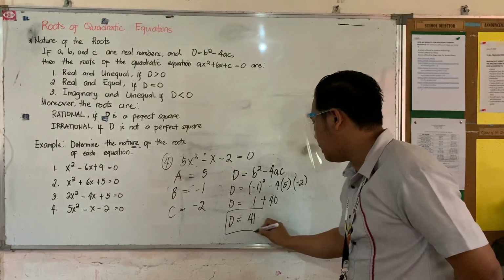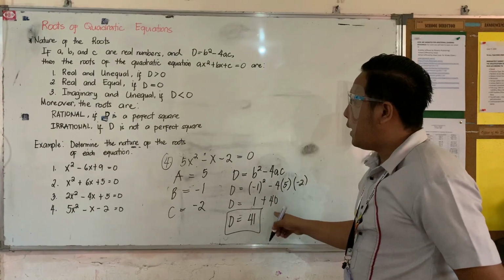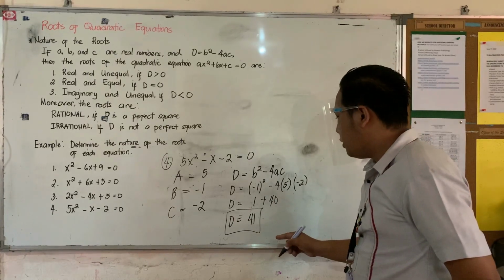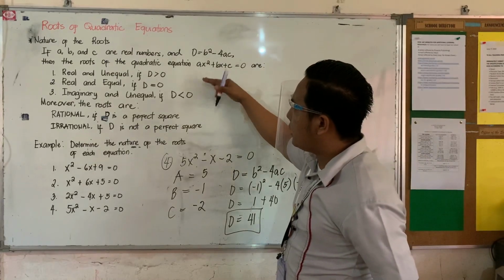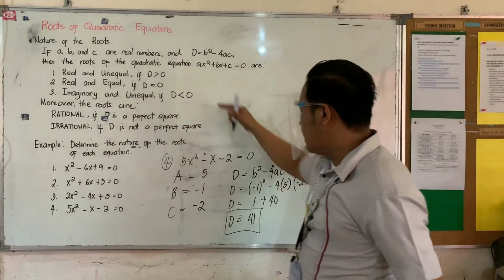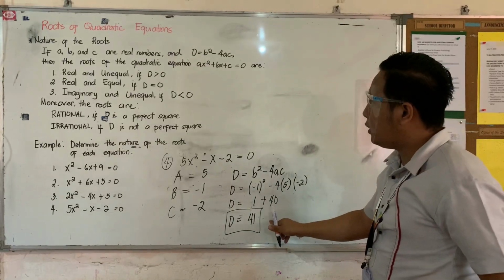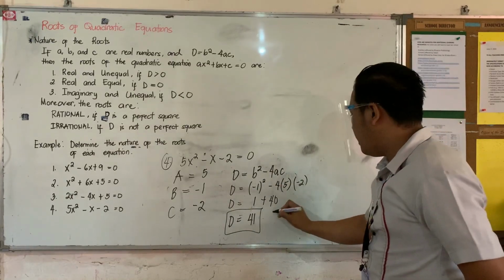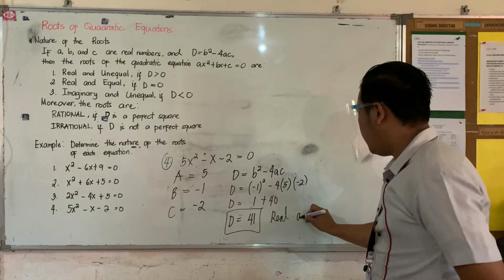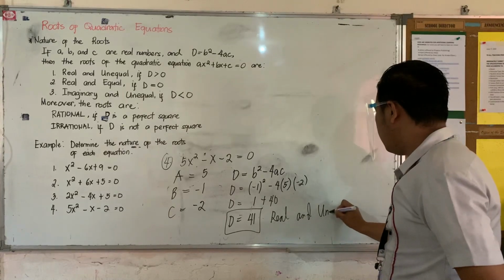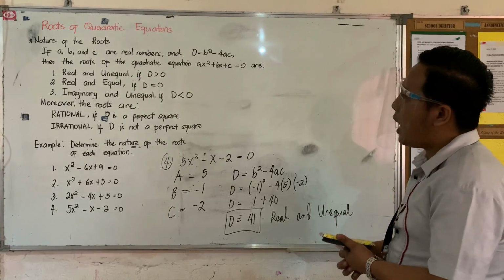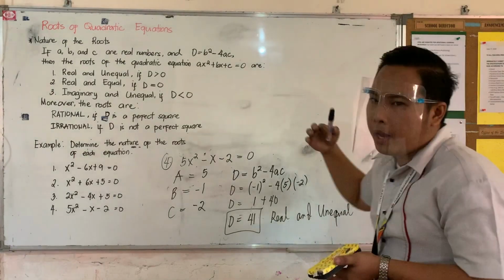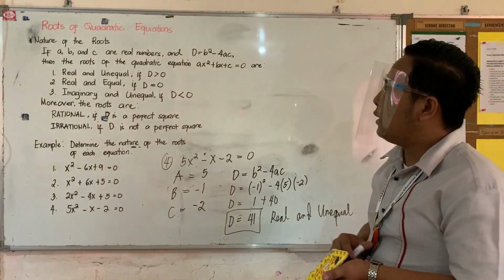So the discriminant is positive 41, and that is greater than 0. So if the discriminant is greater than 0, dun sa classification natin, mapupunta siya sa number 1. So therefore, the roots of this equation would be real and unequal. Okay, so that's how we identify the roots of quadratic equations.